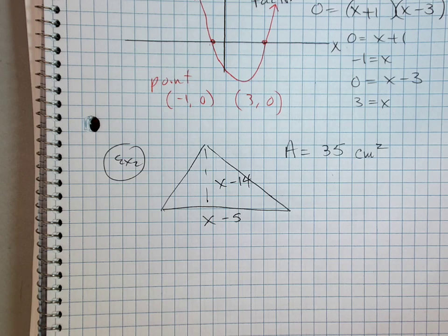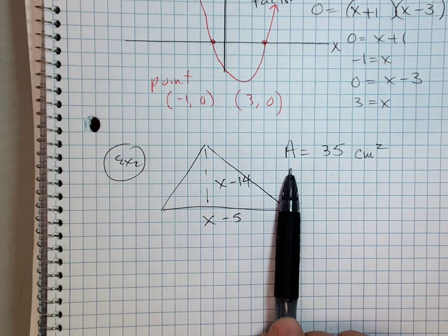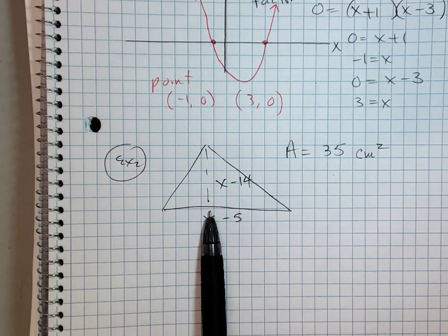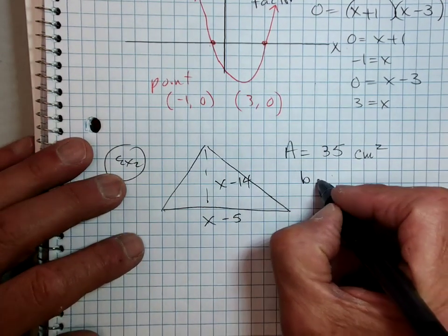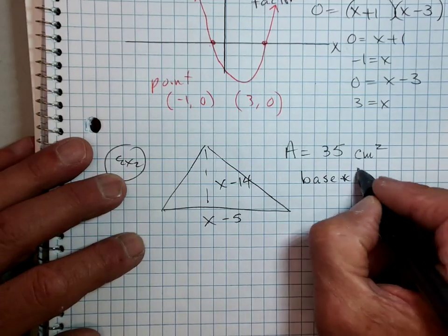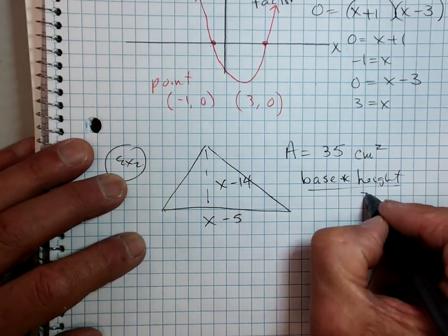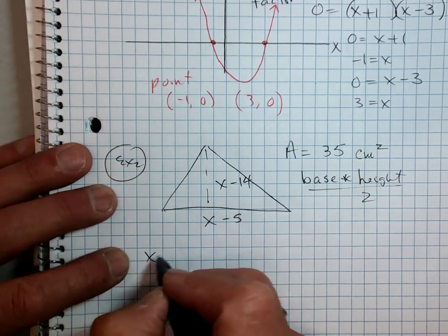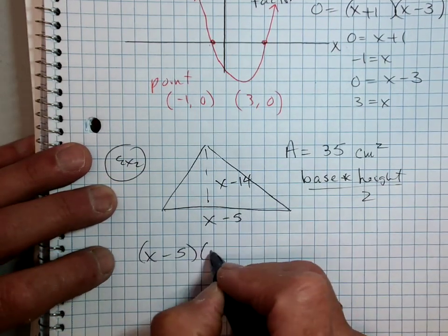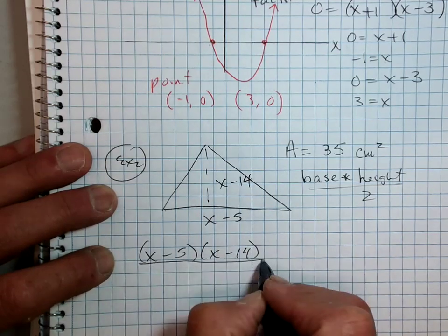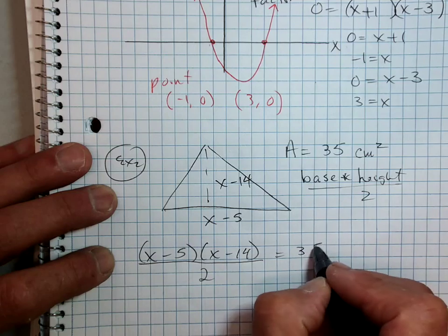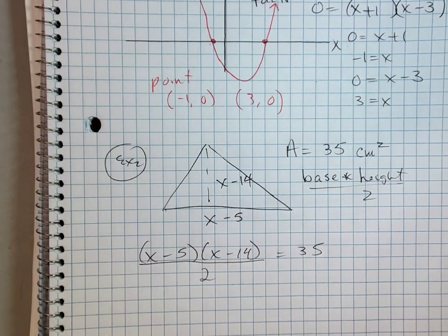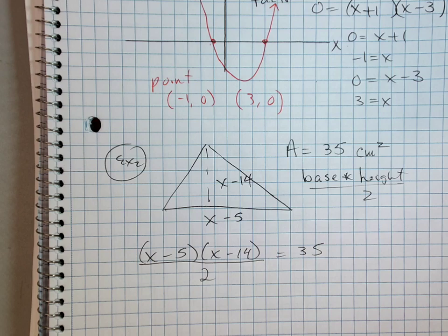So what I know about area, because it gives us the area, is the area of a triangle is base times height divided by 2, correct? So I'm going to set up x minus 5 times x minus 14 divided by 2 equals 35. Okay? If I need to solve for x, I need to come up with some kind of equation. I know how to find the area of a triangle: base times height divided by 2. Looks kind of complicated, but I think we can do it.